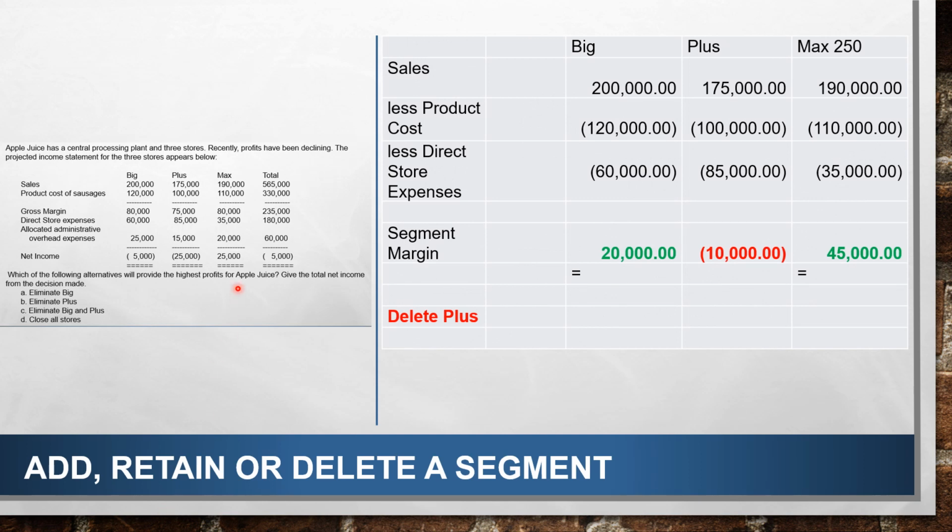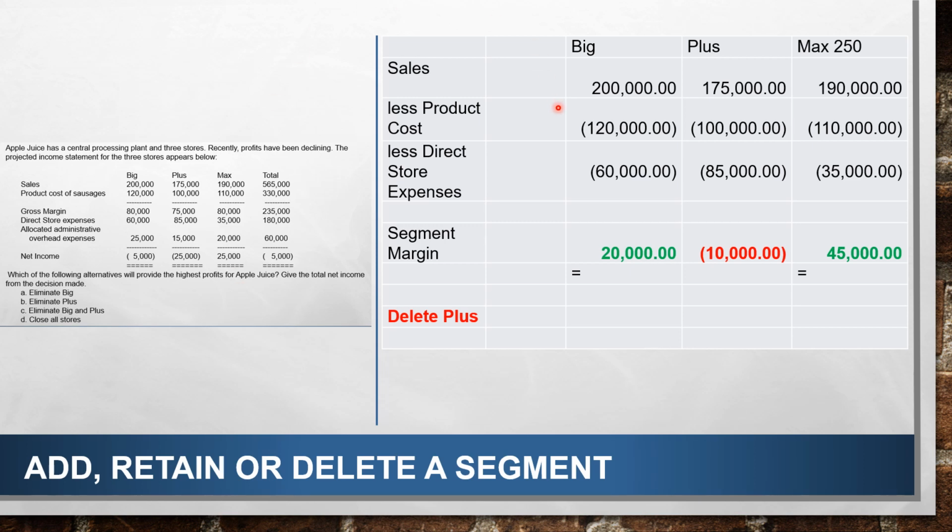Okay, so with our understanding and perhaps mastery of the differential approach, we will actually look at the segment margin. When we decide whether to add, retain, or drop a segment, our decision rule, bottom line, is to retain as long as the segment has a positive segment margin. Okay, so that is our decision rule. So just be reminded of that.